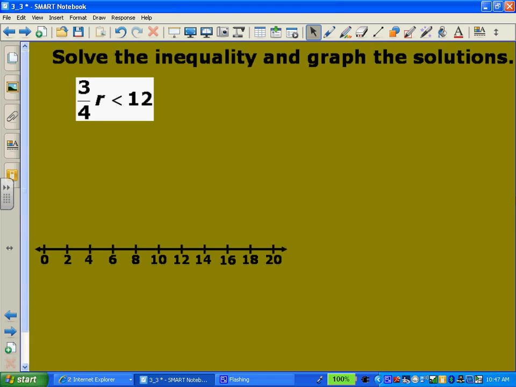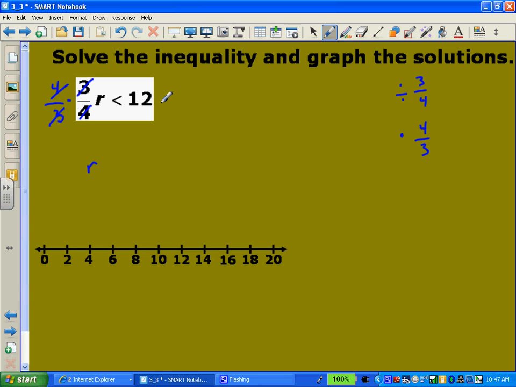Okay, here's one with a fraction. Now I picked this one just to refresh your memory on what we do when we have a fraction times a variable. We learned this once again when we were doing equations, but just to refresh your memory. So this is 3/4 times r. So we would want to divide by 3/4. Now, if you remember, dividing by 3/4 is the same as multiplying by the reciprocal. So I'm going to go ahead and just multiply by the reciprocal. Saves me a little time, which we all know is a good thing.